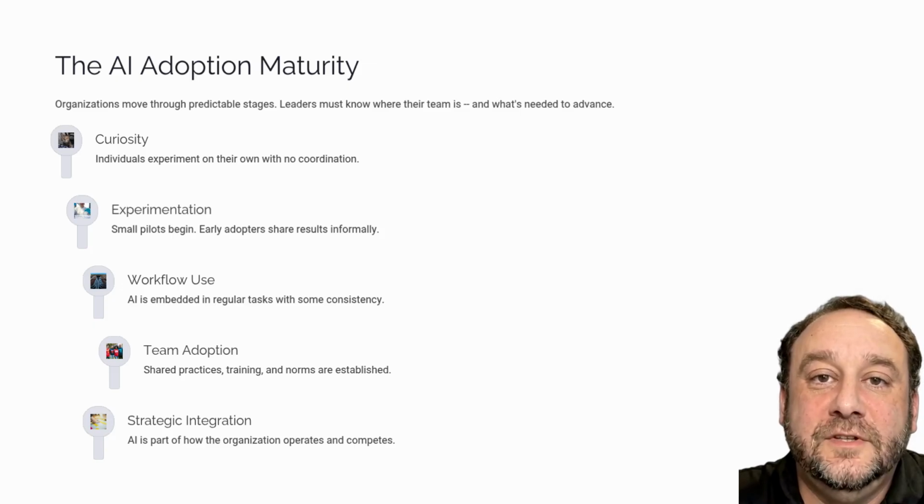This maturity curve is useful because it reminds leaders that adoption is a progression. Most teams are not ready to jump directly into enterprise scale transformation. They need to build confidence, skills, and structure over time. Good leaders meet teams where they are and help them move forward step by step.